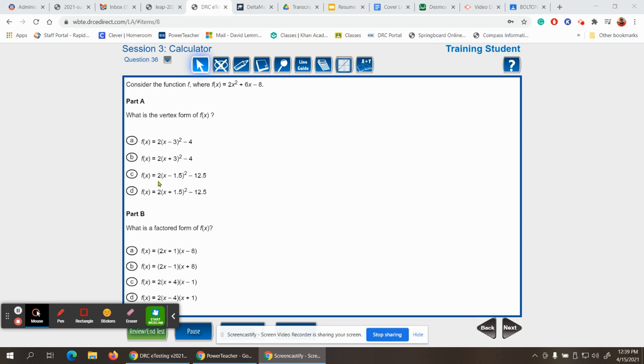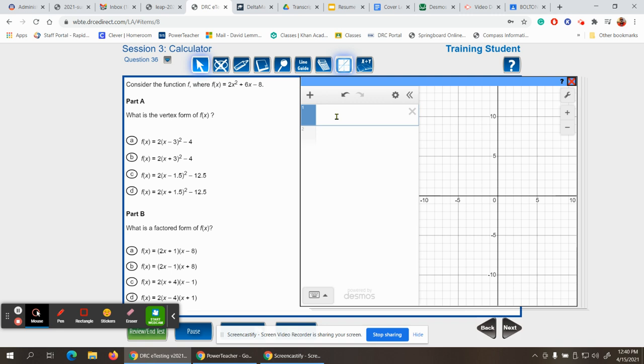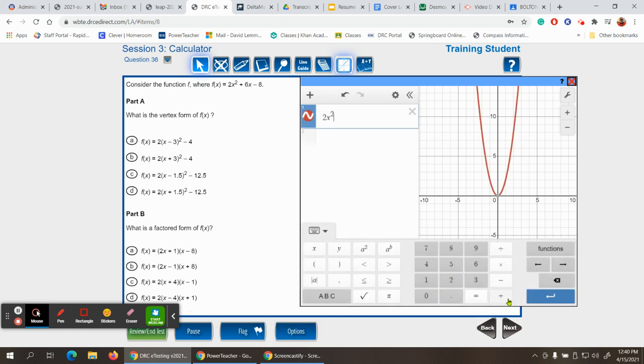If you do not know what vertex form is or anything of that nature, which is a great possibility, go to Desmos, the graphing tool, and let's first enter in our basic function, 2x squared plus 6x minus 8. As you see the graph there, now I'm just going to enter in my answer choices.